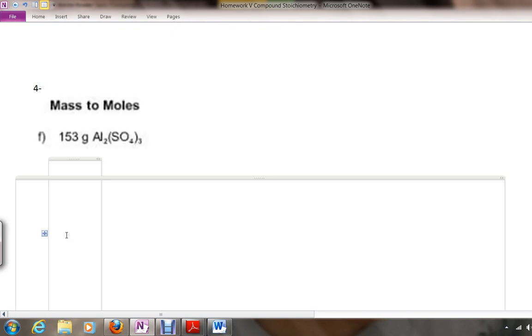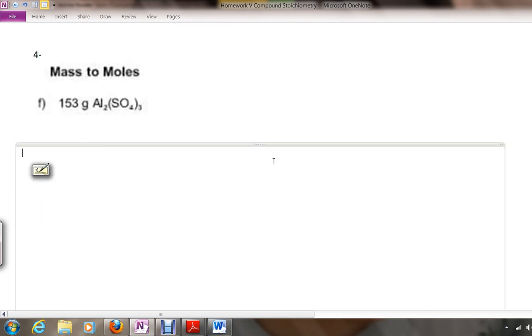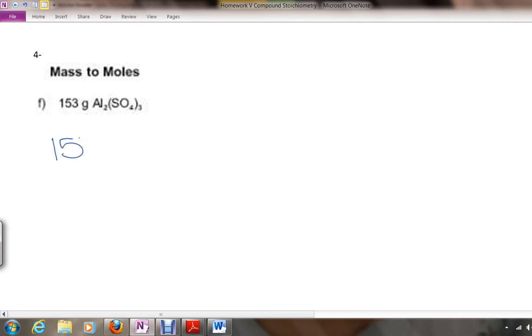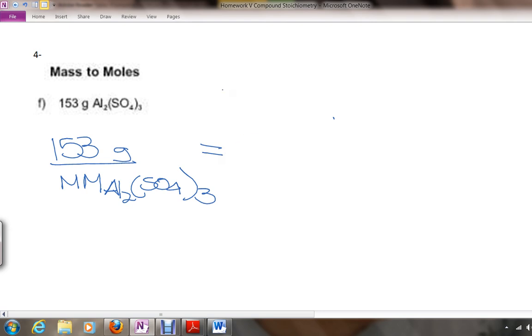So let's go now to find out the moles. Remember the flow chart. If you look at your flow chart, then we have to divide 153 grams by the molar mass of aluminum sulfate. Aluminum sulfate is the name, and it's a type 1. See that I'm naming everything now. You should know it by now, but you review it.